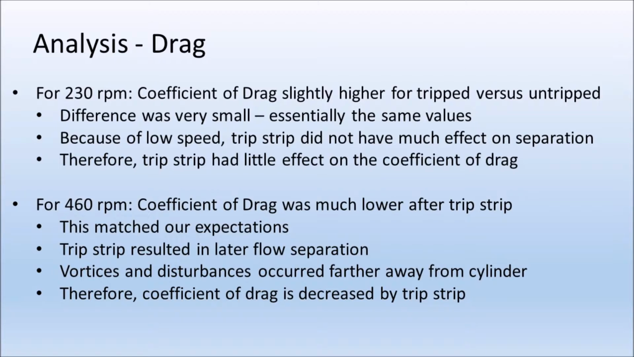This is due both to the higher speed and the fact that the flow was tripped by sandpaper, causing more turbulence and making the flow separate later in its path across the cylinder. Since the flow separated later, the vortices and disturbances caused by flow separation occurred farther away from the cylinder and the total drag was smaller.